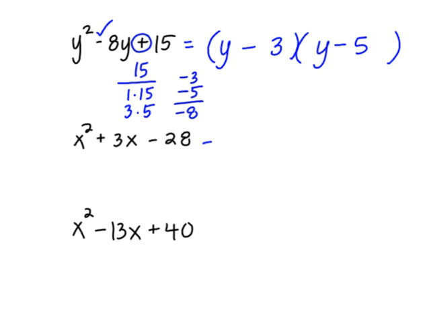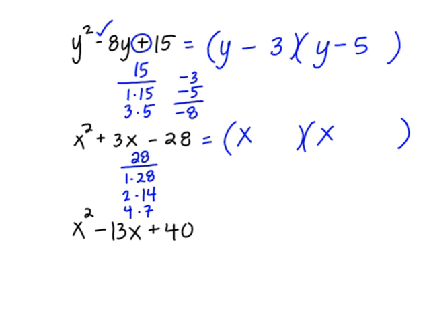Okay, looking at our next one, it's x squared plus 3x minus 28. The factors that make x squared are x times x, and my factors of 28 are 1 times 28, 2 times 14, and 4 times 7. The group that subtracts to give me 3 would be 4 times 7.